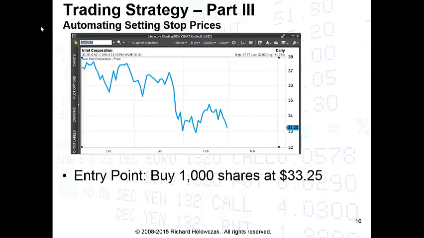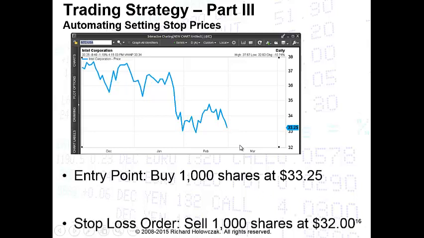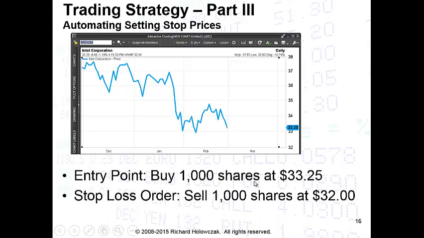Okay, so here's our trading strategy part 3, and it's another variation on the stop orders. Suppose we have the same setup. We're going to get our entry point here. We're going to buy 1,000 shares at $33.25, and we're going to set our stop order to sell 1,000 shares if it reaches $32. So here's our stop out price here at $32.